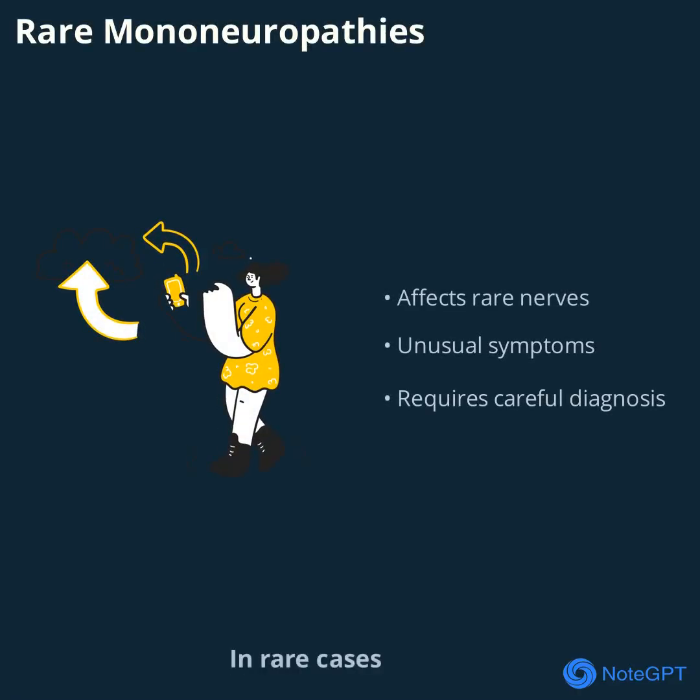In rare cases, diabetes can cause mononeuropathies involving nerves like the phrenic, long thoracic, or obturator nerves. These may present with unusual symptoms, such as breathing difficulties or weakness in specific muscle groups. The causes can include external pressure, nerve infarction, or simply high blood sugar. While uncommon, recognizing these rare presentations is important for accurate diagnosis and appropriate care.